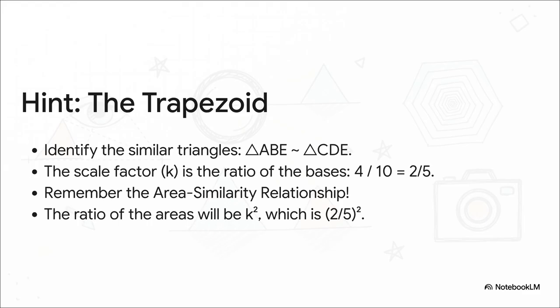And now for the boss fight. The whole secret here is spotting the hidden similar triangles. Because the top and bottom of the trapezoid are parallel, you can find those Z angles, the alternate interior angles. That proves the top triangle is similar to the bottom one using AA similarity. So the scale factor is just the ratio of their bases, 4 to 10, which simplifies to 2 to 5. But, and this is a huge but, the question asks for the area ratio. So what do we do? We have to square the scale factor. So you take 2 squared over 5 squared, and you get the final ratio, 4 to 25.